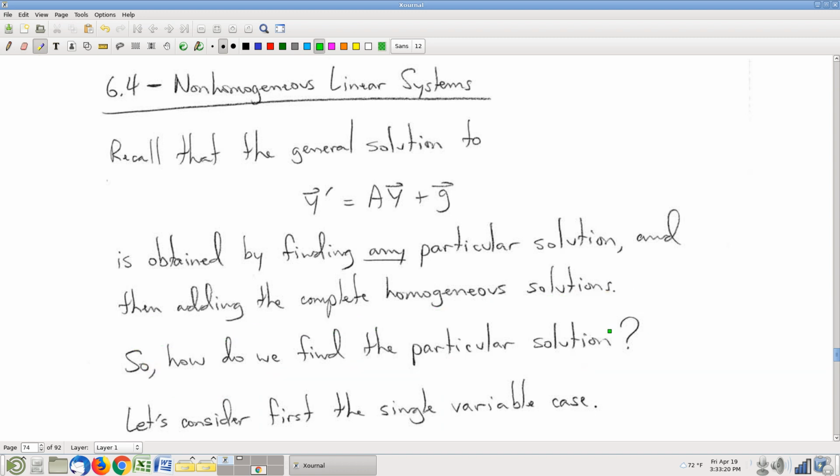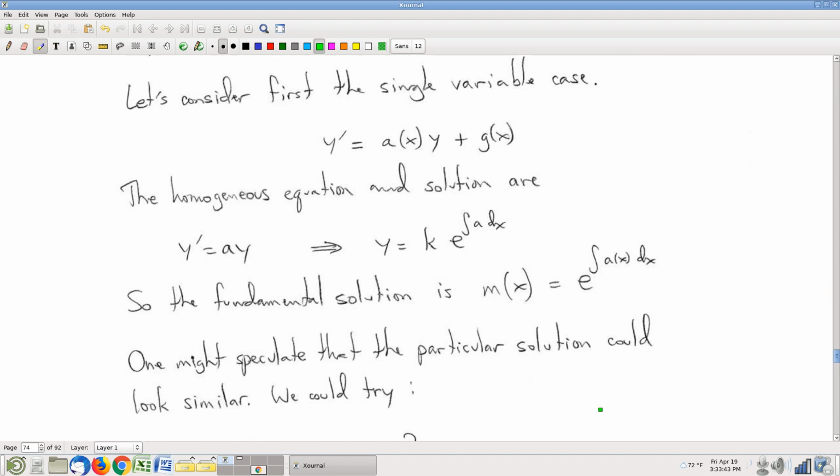Okay. We're going to start with something different here in Chapter 6. We're actually going to derive an explicit formula for particular solutions. And this works out really nicely. I'm going to start off in the single variable case, so it's the scalar valued case. We'll get to the vector valued case in a couple of minutes, but I think there's something kind of nice about starting with the single variable case.